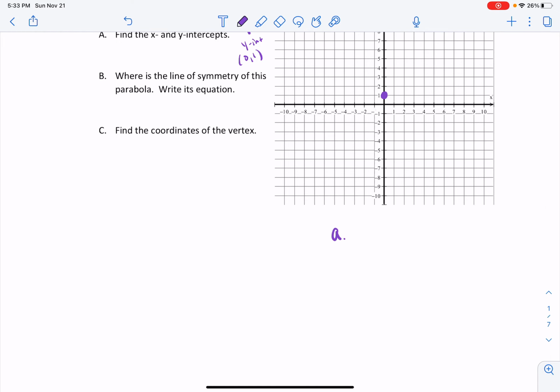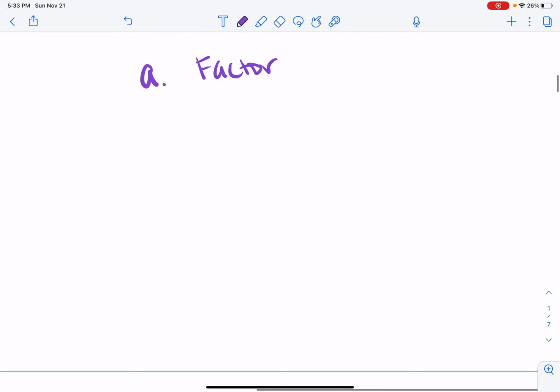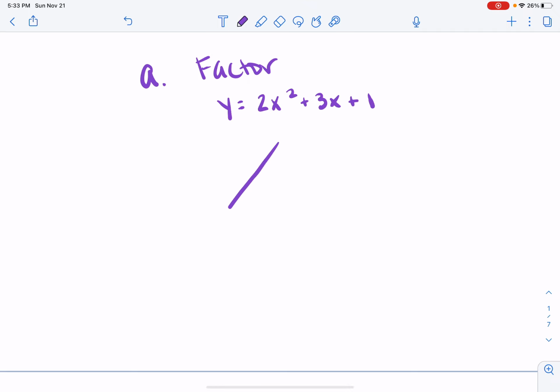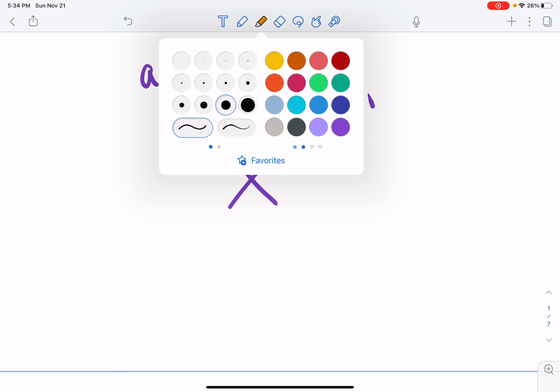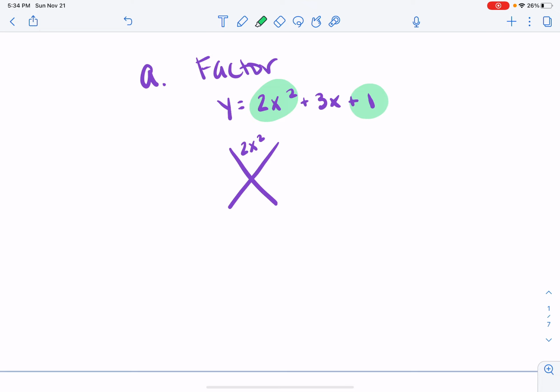So I will do that over here just so I have a little bit more room. So we have y equals 2x squared plus 3x plus 1. Now in this case, a is not equal to 1, so it's easier to use the diamond method. So I'm going to take my a times c, 2x squared times 1, and put that here. Then I'll take the 3x and put that here.